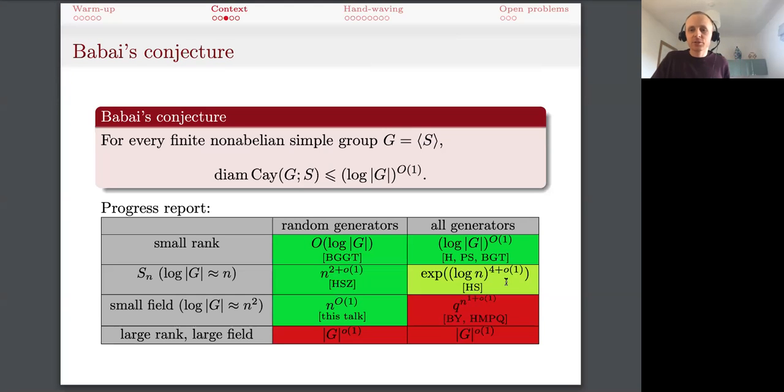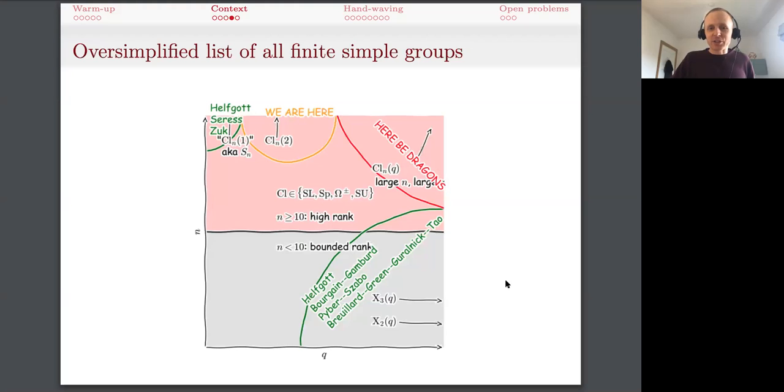Okay, so just in reference to my previous diagram, where are we? As I said, we're not worried about bounded rank. We're up in this territory of high rank over a small field. So SL_N(F_2) is a good group to have in mind.